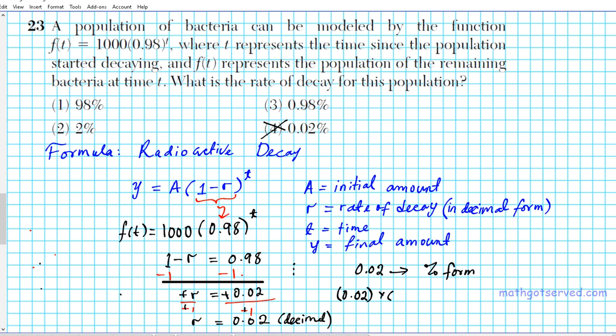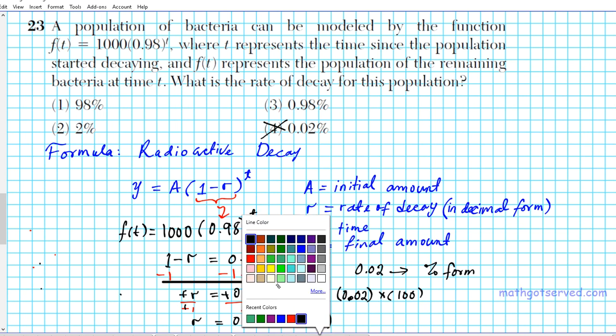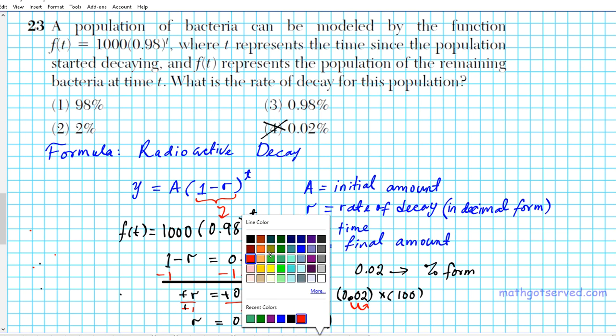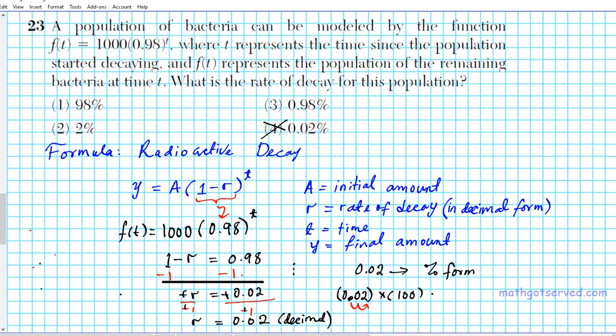What effect does that have? You could do this mentally. When you multiply a number by 100, it moves the decimal point 2 places to the right. You count the number of zeros, and that's the number of movements you have. So we're going to move the decimal point 1, 2 places to the right. 0.02 times 100 is equal to 2. So 2% is the percent form of 0.02.